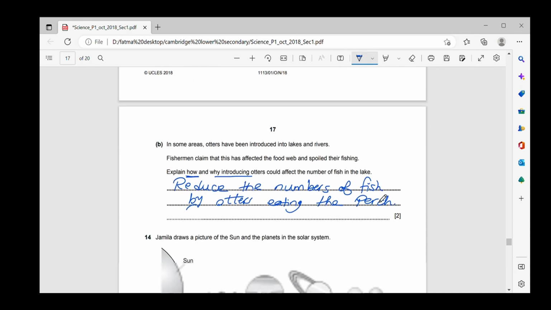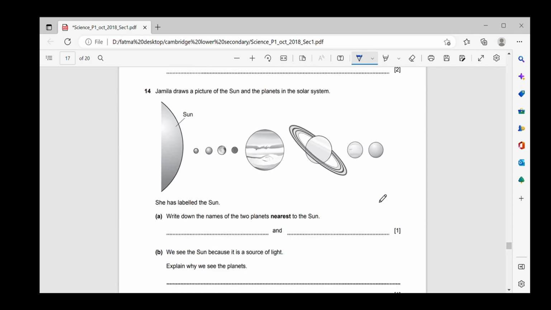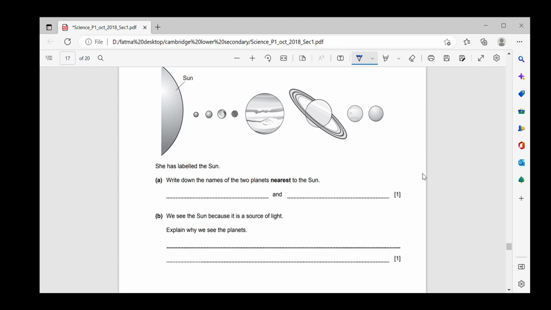Question 14. Jamila draws a picture of the sun and the planets in the solar system. So we have here the sun. She has labeled the sun. Write down the names of the 2 planets nearest to the sun. Okay, let's review together the names of the planets. We have here Mercury, Venus, Earth, and Mars. This is Jupiter, Saturn, Uranus, and Neptune. So, the 2 planets nearest to the sun are Mercury and Venus.